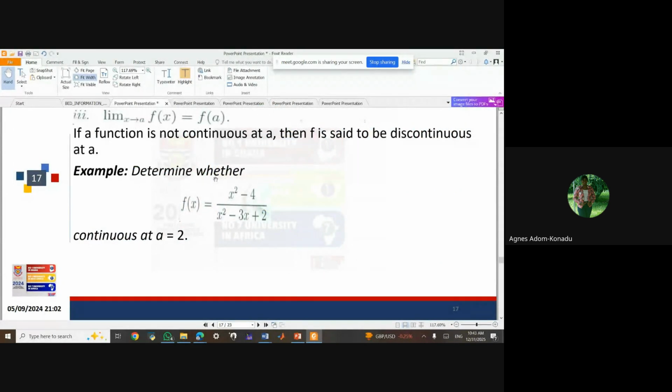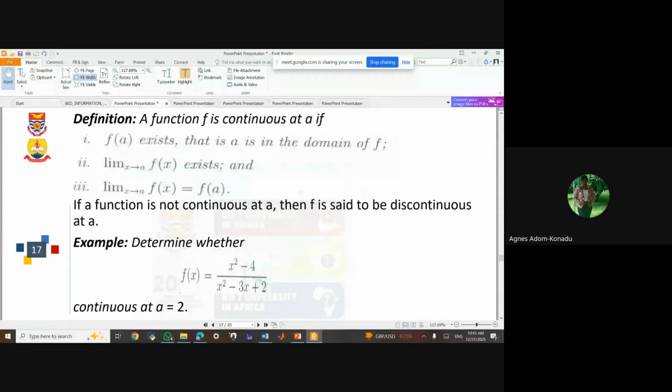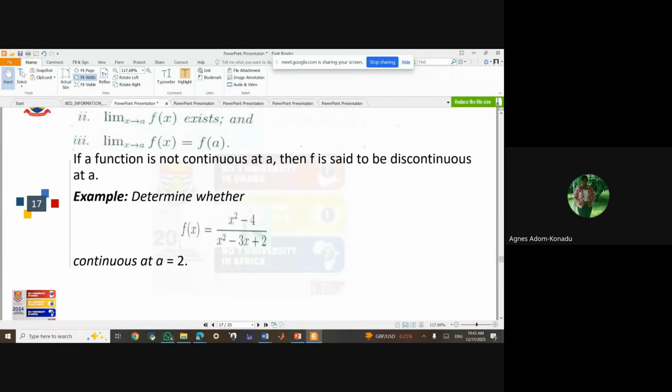Okay, so we want to determine whether this function f of x equals x squared minus 4 over x squared minus 3x plus 2 is continuous at 2. For continuity, we are told that first we have to find f of a. So let's find f of a. Substituting x equal to 2, I have 2 squared minus 4, which is 0, divided by 2 squared, which is 4, minus 3 times 2, which is 6, plus 2. So the top is 0.